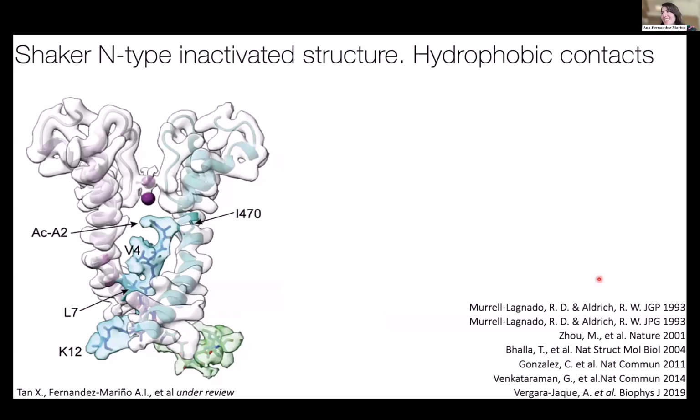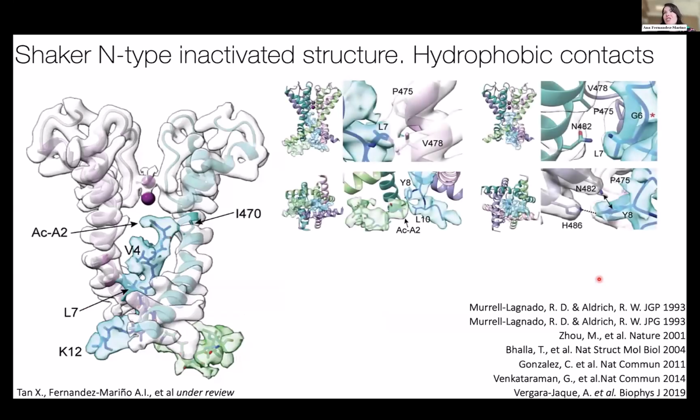So just to finalize, I want to give you a few screenshots of the other contacts that we found with these new structures. Of course, in the lower section of the gate, we have leucine 7 very close to B478, another very well-known residue within the gate that helps open and close the gate of the channel. And P475, part of the PVP motif, a critical proline for channel function.